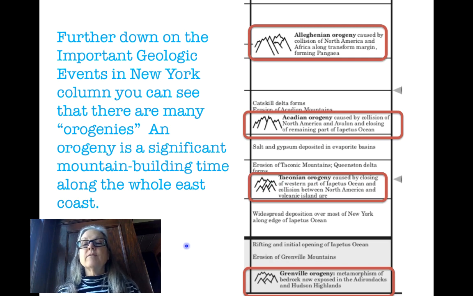But you have other things here as well. Catskill delta forms, salt and gypsum deposits in evaporite basins. These are all related to evidence that you can see in our state.